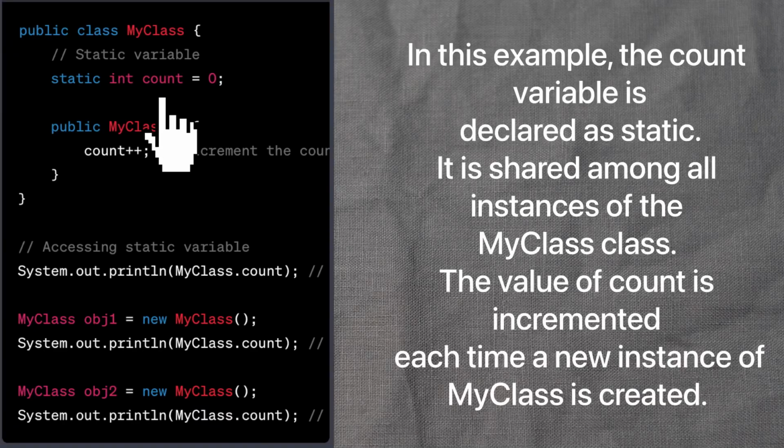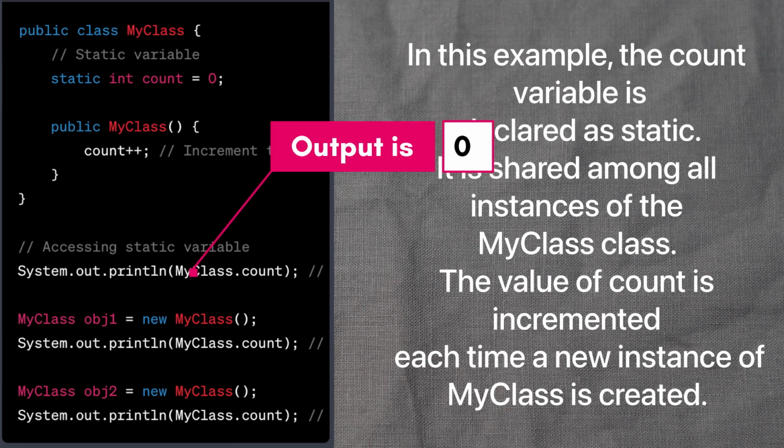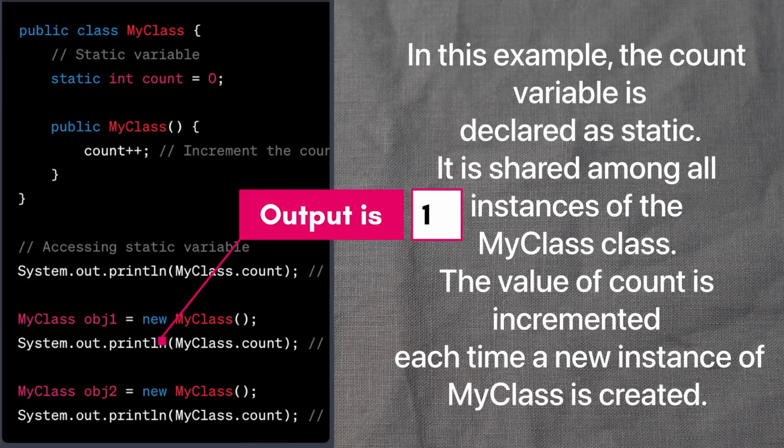Here's an example. In this example, the count variable is declared as static. It is shared among all instances of the myClass class. The value of count is incremented each time a new instance of myClass is created.